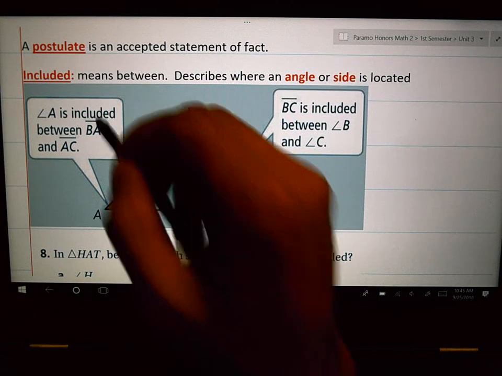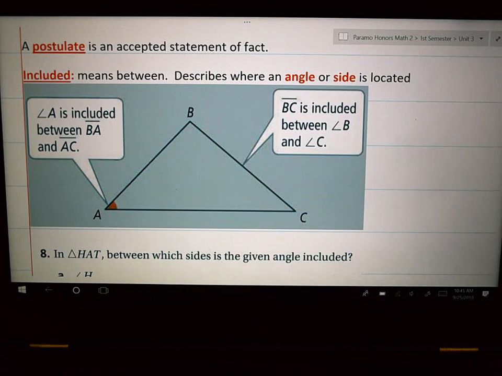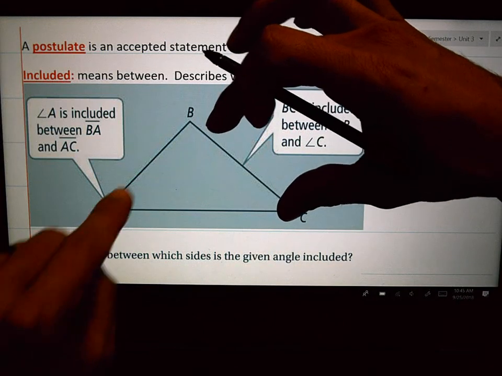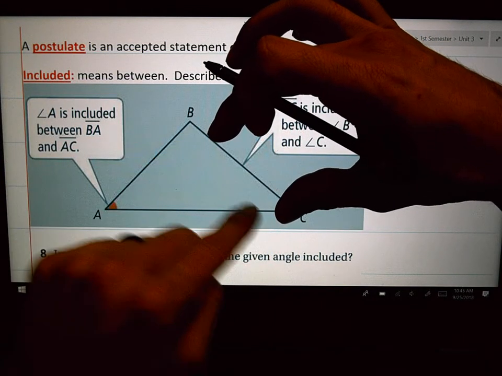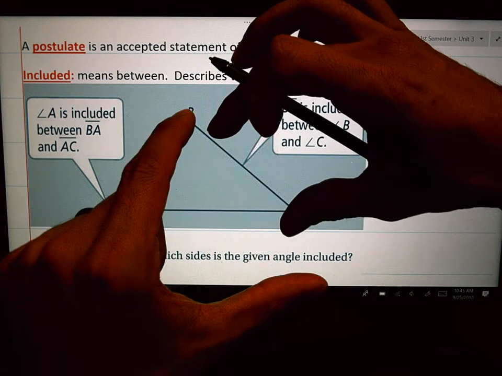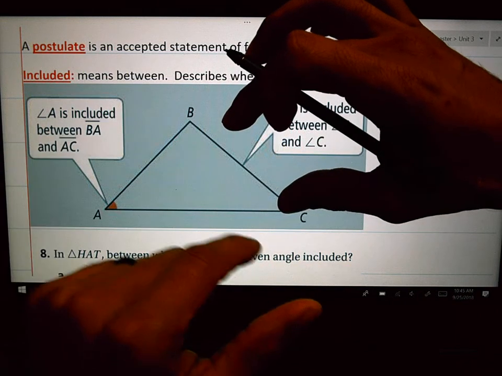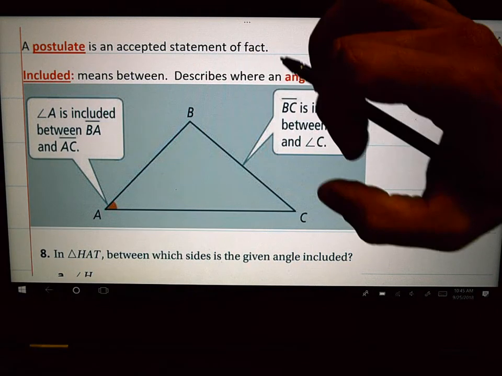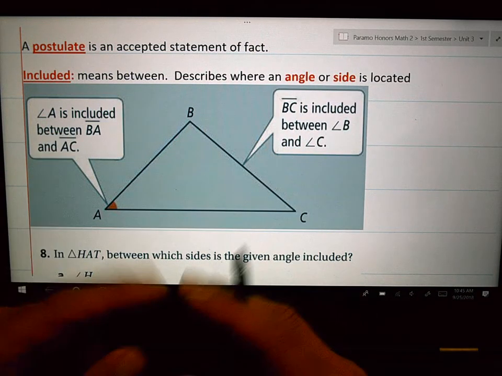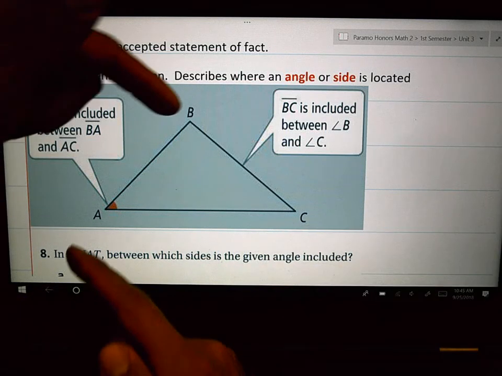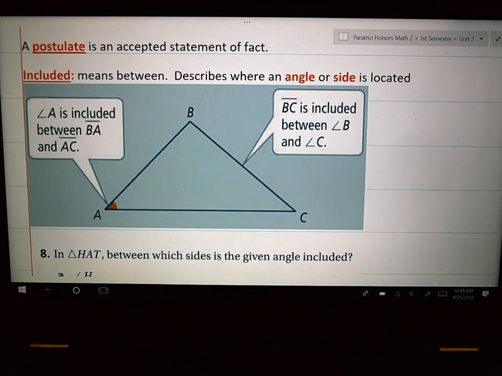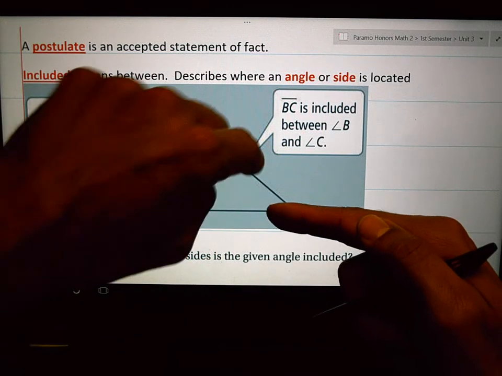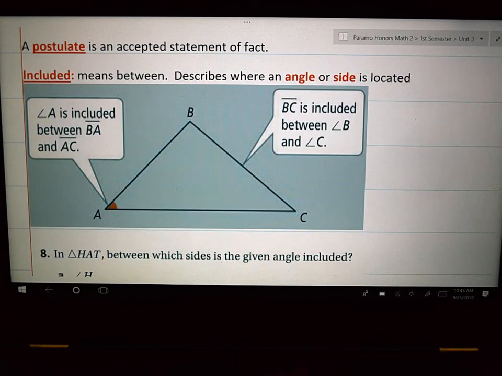In other words, it's what's touching these two sides. And we can talk about an angle being included. We also can talk about a side being included. This side is included between angle B and angle C. It's the side that has an angle touching it and another angle touching it. Every side is included between two angles of a triangle. Every angle is included between two sides of a triangle. It's just a matter of figuring out which one is which.